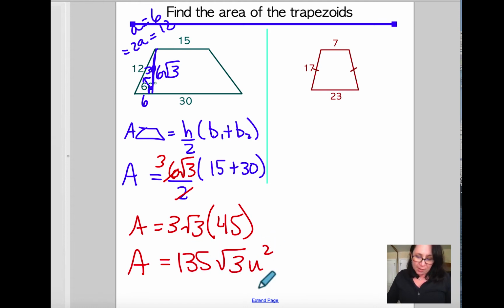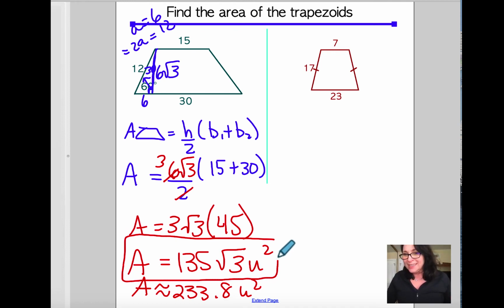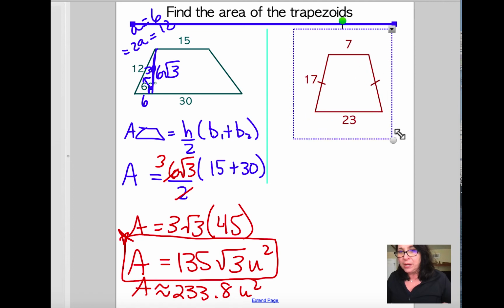And that's units squared. Now, of course, you can estimate what 135 root 3 is. And so that value as a decimal is about 233.8. So the area is about 233.8, and again, units squared. But if I ask you what the exact value is, that's this value without a decimal.